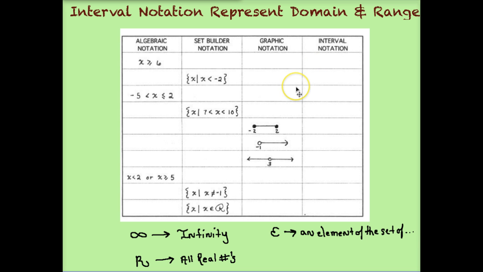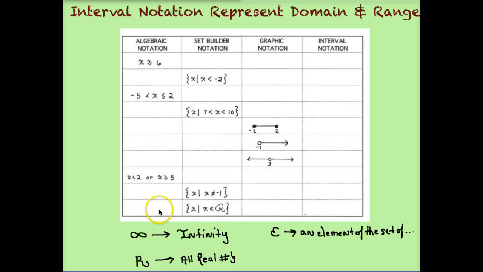Let's review a couple things in order to help you. This sign here, that's the infinity sign. This cursive R means all real numbers. So all numbers, basically. This cursive looking E here means it's an element of the set of. So if I look at this bottom set builder notation, we have the set of x such that x is in the set of all real numbers.